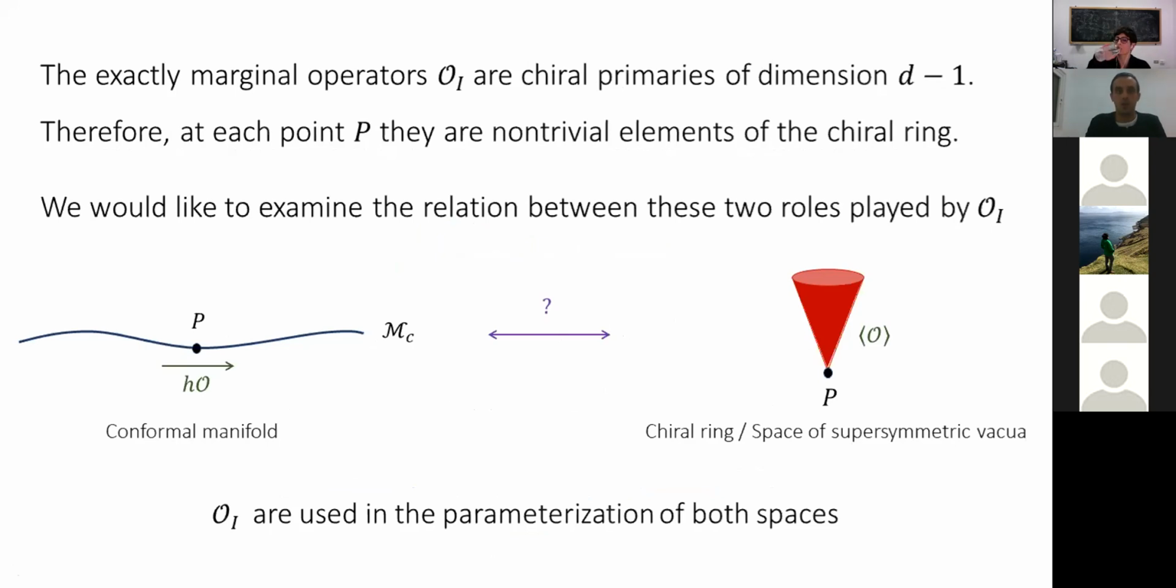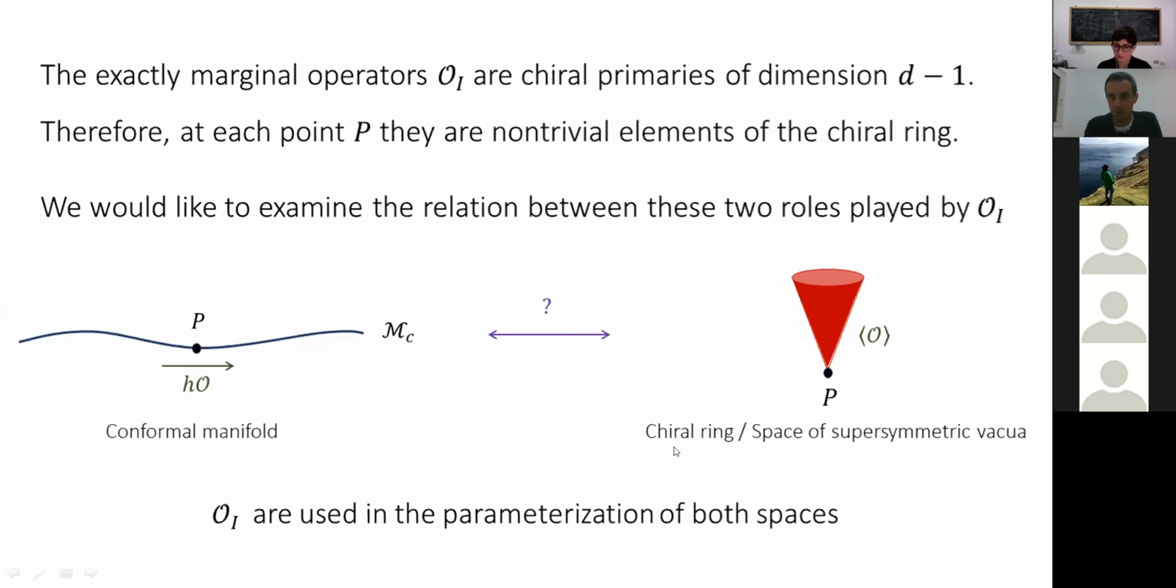Now, the exactly marginal operators O are chiral primaries of dimension d minus 1. So in particular, at any point P of the conformal manifold, there are non-trivial elements of the chiral ring. And we would like to examine the relation between these 2 roles that are played by the exactly marginal operators. On one side we have the conformal manifold, and the exactly marginal operators are used to move along it. So we're using them to deform the theory and flow to another superconformal point P plus delta P, let's say. On the other hand, at each such point P, we have a theory and we have a chiral ring and a space of vacua.